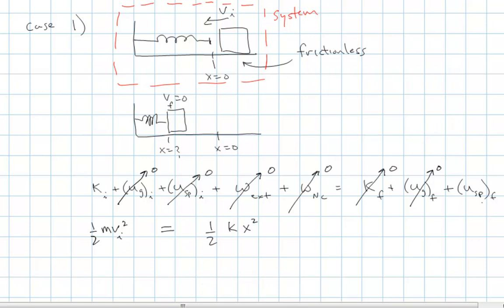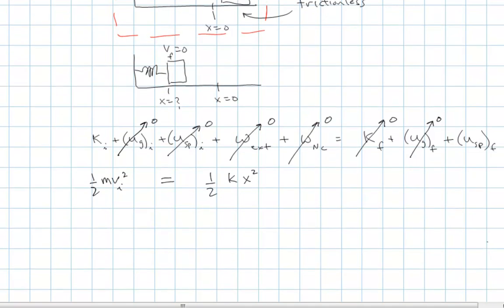Remember, spring potential energy is always a positive number. 1/2 kx squared, it can't be negative. It doesn't matter whether the spring is stretched or compressed, it has the same amount of energy stored in it, and it's always a positive quantity. Okay, so we solve this for the x value, and we get the square root of m/k times v initial.